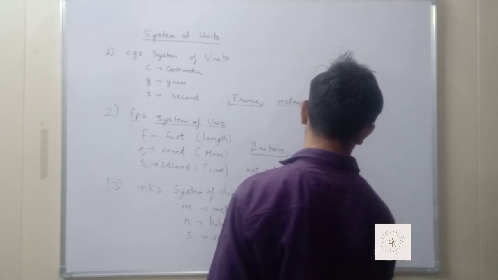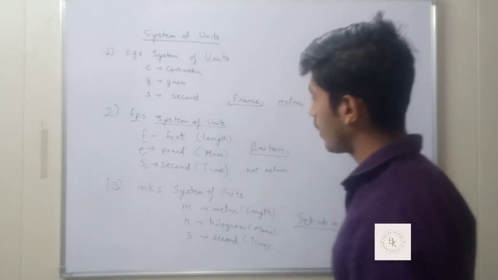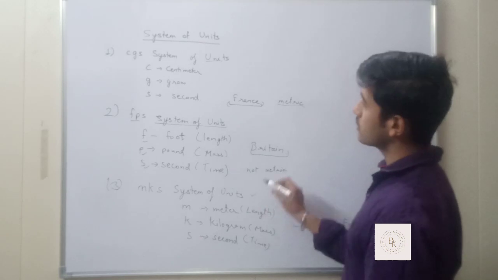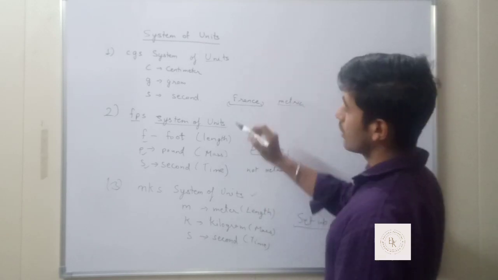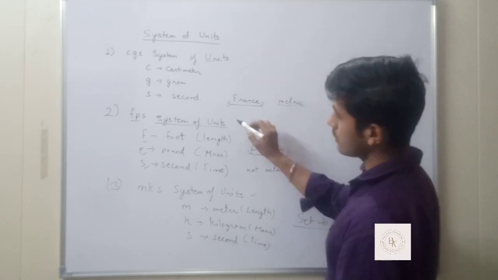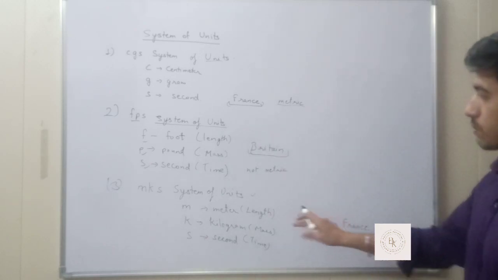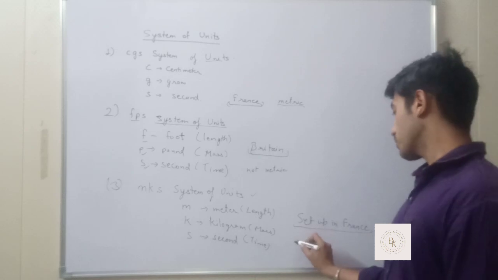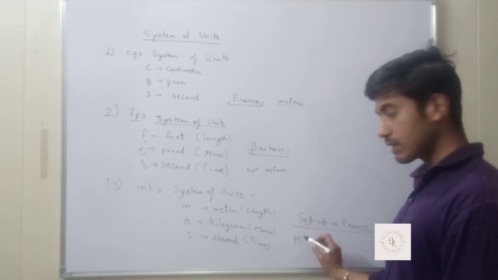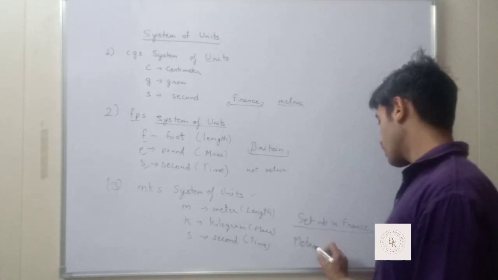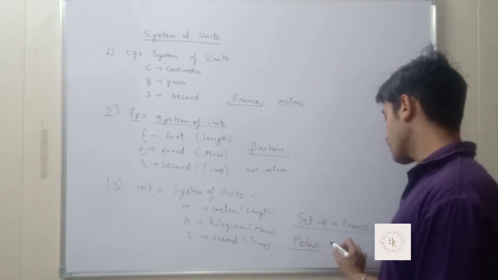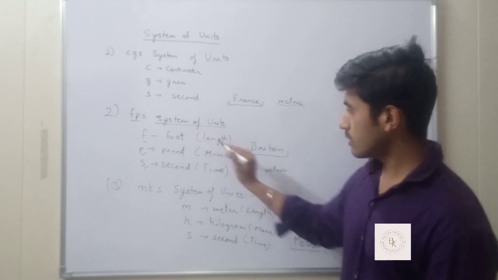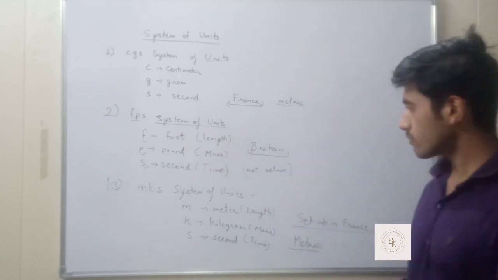Now this MKS system was set up in France. So we have seen that two systems of units have been set up in France. One is the MKS system of units and the other is CGS, and the one from Britain is the FPS system of units. This MKS system of units is also metric. We can say it is the metric system of units, but FPS is not metric.